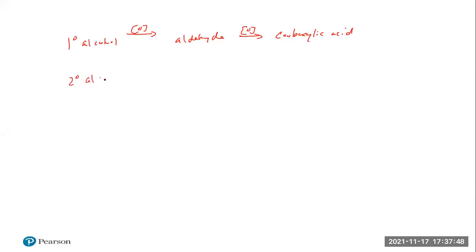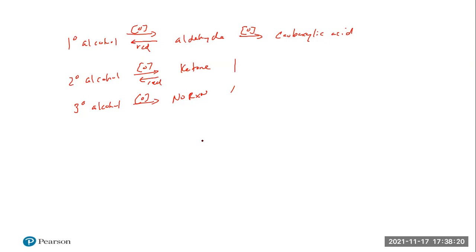Secondary alcohol will oxidize to a ketone. It will not continue on to a carboxylic acid or anything like that. A tertiary alcohol, as we talked about, does not oxidize, again, because it is missing that hydrogen that's necessary to do so. The opposite reaction is the reduction reaction in each of these, going in this direction here.